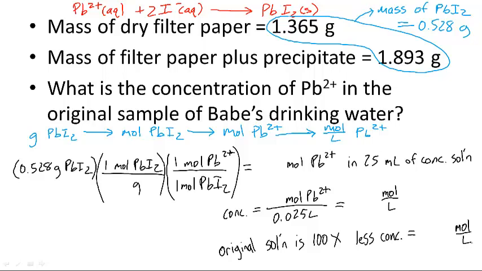All right, I sketched out my answer, but I need you to help me fill in numbers. So to get from grams to moles, we need the molar mass of PbI2, which is, Giovanni? 461.02. All right, the .02 isn't going to end up mattering because that's out in the fifth sig fig. So that leaves me with how many moles of Pb2+? 0.001145. All right. That's in 25 milliliters of the concentrated solution.